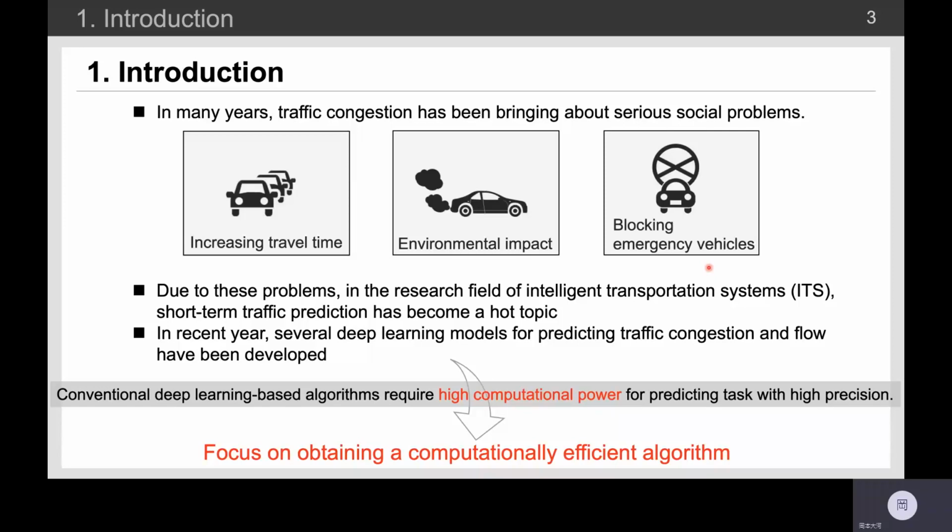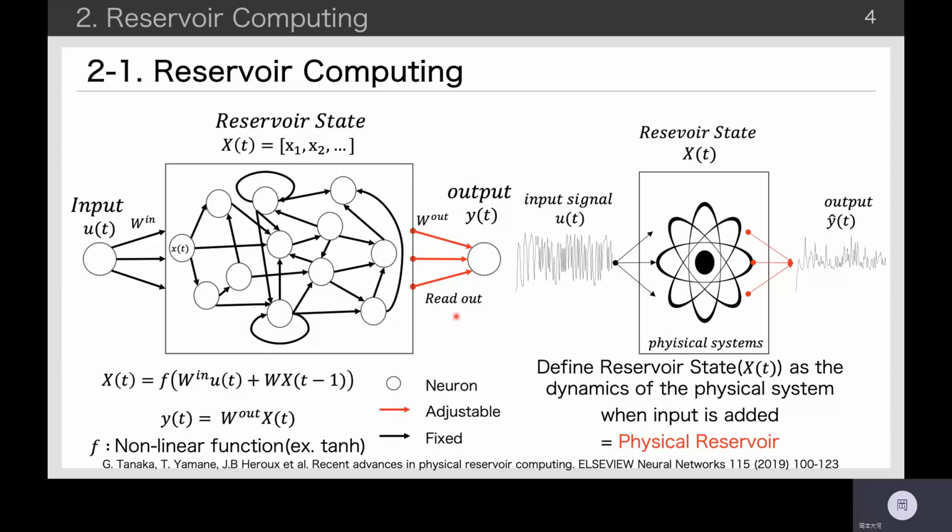But deep learning-based algorithms require high computational power, so we focus on obtaining a computationally efficient algorithm. In the next slide, I'll introduce reservoir computing, on which the algorithm of this study is based. Here, I'd like to explain an overview of reservoir computing together with physical reservoir computing.